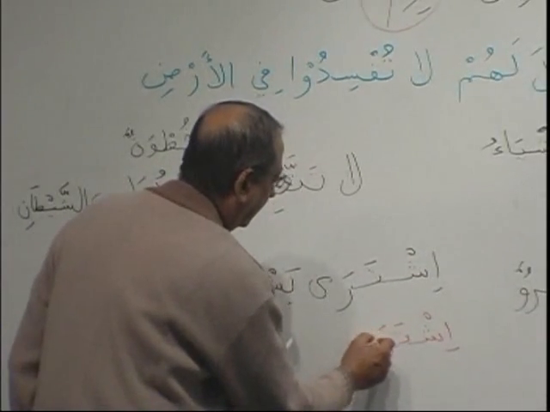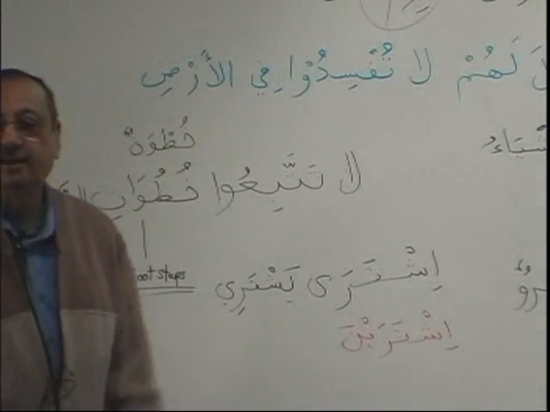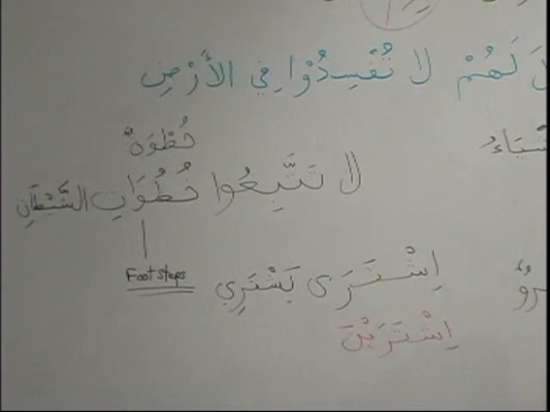As soon as you put Nunu Niswa there, it will become Ishtarayna. And then we can conjugate. Now, Yashtari, brothers and sisters, is your mudari. At least one thing is very easy. What is that? Five in your pocket. That's very easy. Okay? So brother, yashtari, he purchases. Tashtari, she purchases. And tashtari, you are purchasing. Ashtari, I am purchasing. Nashtari, we are purchasing. So brothers and sisters, yashtari, tashtari, tashtari, ashtari, nashtari. Got the idea, brothers and sisters?